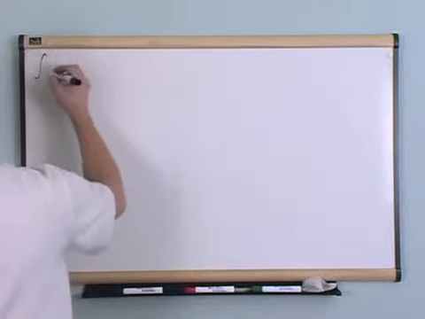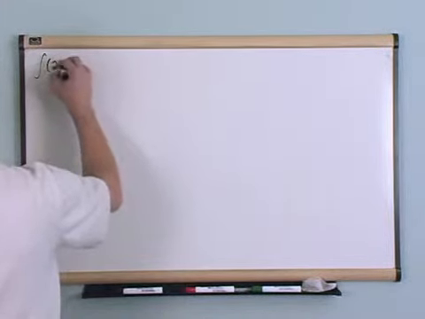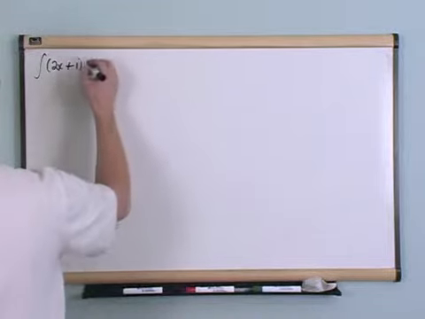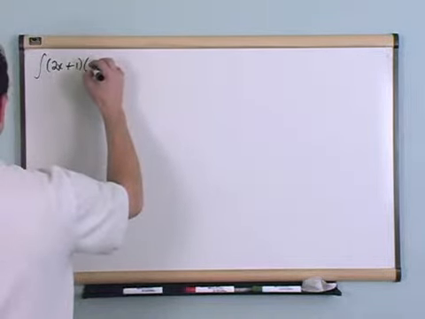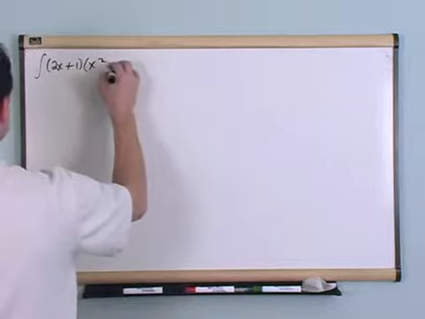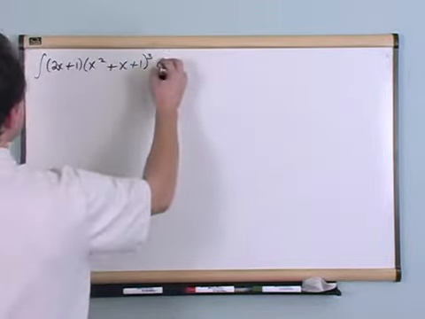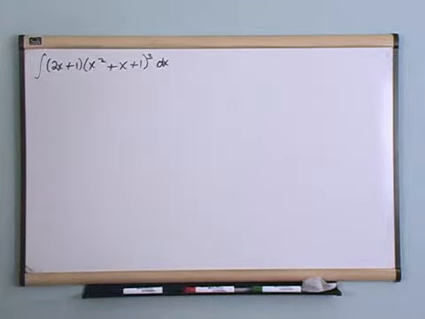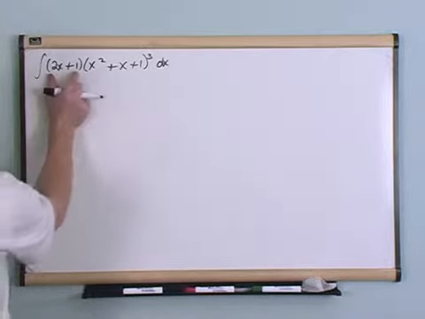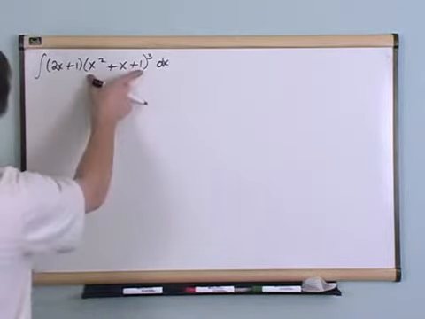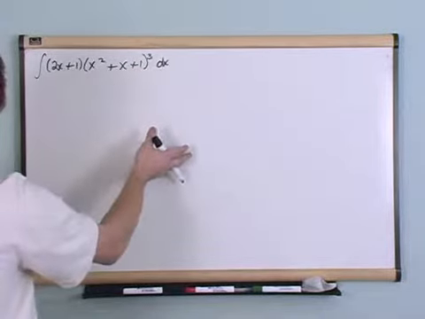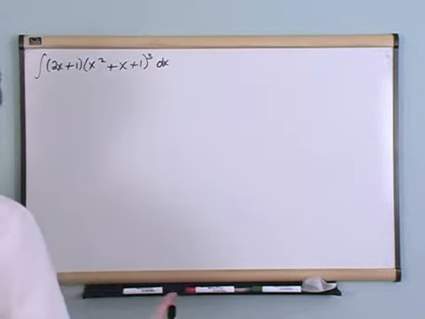Now what if you had the integral of 2x plus 1 times x squared plus x plus 1 all cubed dx? Okay? Well, you're going to start to wonder, what can I choose for u? And I can just tell you from experience, you're probably going to be thinking, should I choose this for u, or should I choose this for u? Now, there's other ideas you could do, but generally, that's going to be your first thoughts.